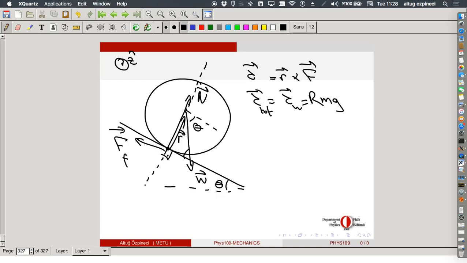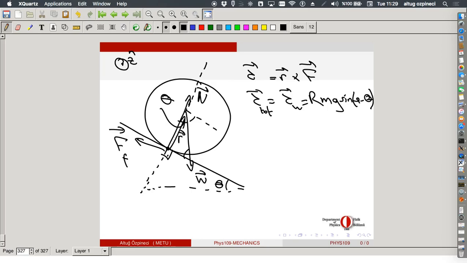This is theta. This is 90 minus theta. This one over here is theta. This one is theta. So the magnitude of the torque: this is the radius vector, this is the weight vector. The angle between the two is 180 minus theta, so sine of pi minus theta.